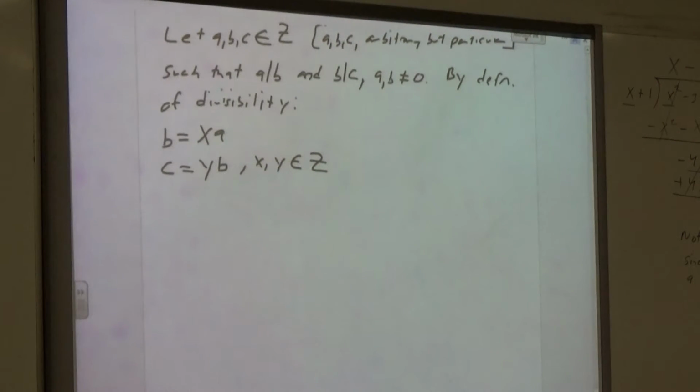We don't have to say they're non-zero. Everybody good with that, guys? Any questions? That's our definition part. Okay. Now we have to do the substitution part. The substitution part is going to be very, very easy.